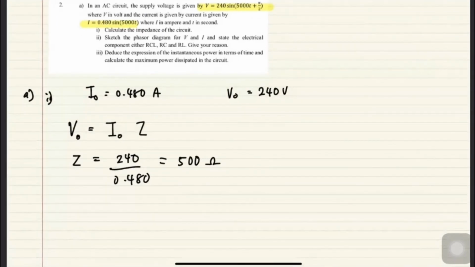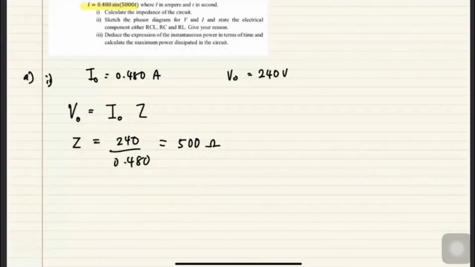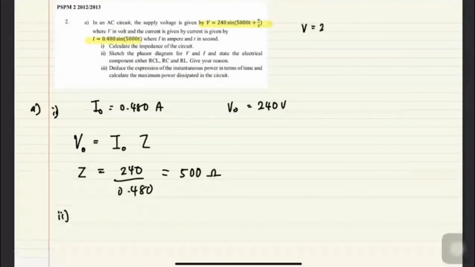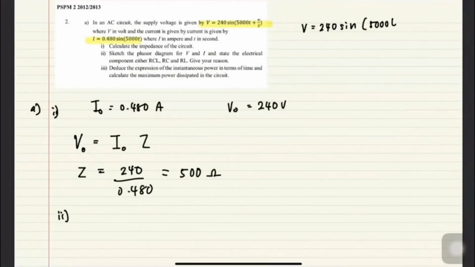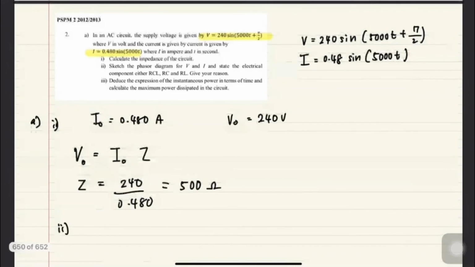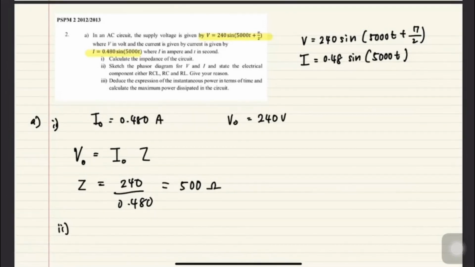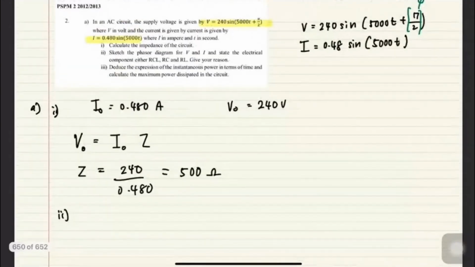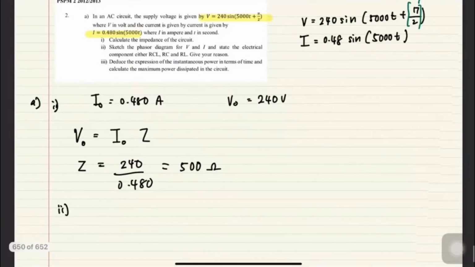So number 2, it says sketch a phasor diagram from V and I and state the electrical component, whether this one is RCR, RC or RR. Okay, so if you look at these two equations, you can see that they are very similar in a way, both are sine. Only one has an extra, the pi over 2. If there is pi over 2, which one is in front, voltage or current? This is V. V is positive pi over 2. So is it in front or behind? Class, voltage is in front, behind? In front, right, sir? Yes, correct, in front.